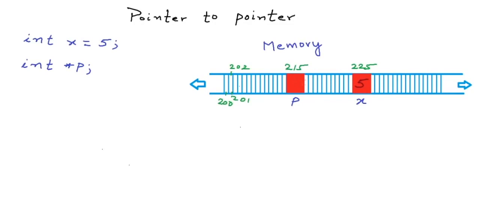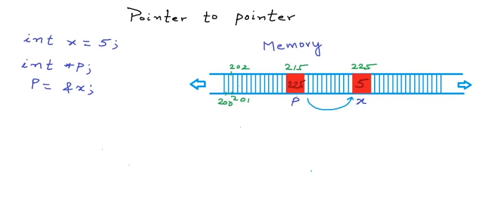In a typical architecture, a pointer is also stored in 4 bytes. So let's say we get this block of 4 bytes at address 215 for p, and now I want to write a statement like this. I want to fill in the address of x in p, and that's how p points to x. The ampersand operator gives us the address of a variable.